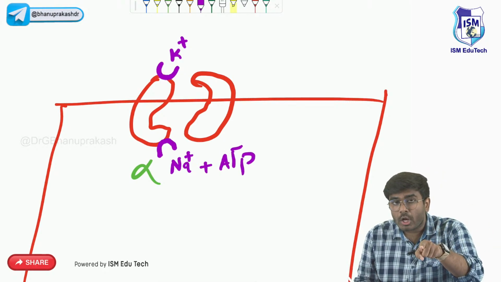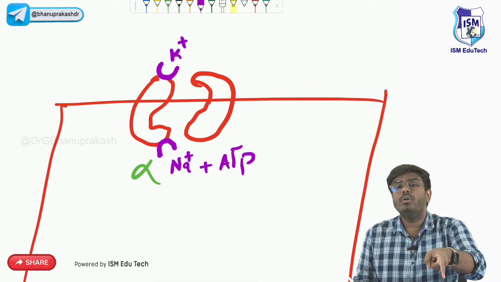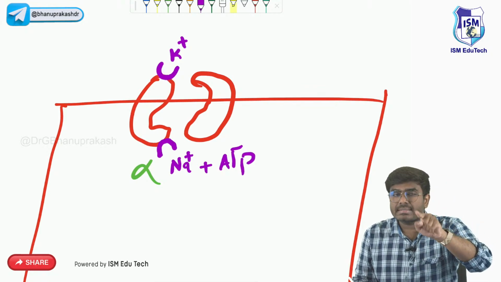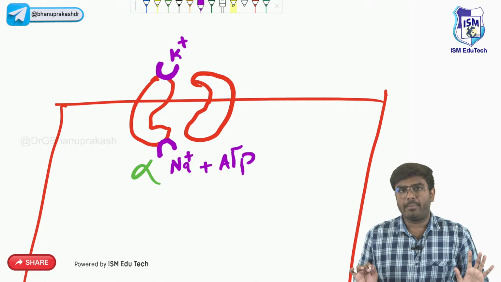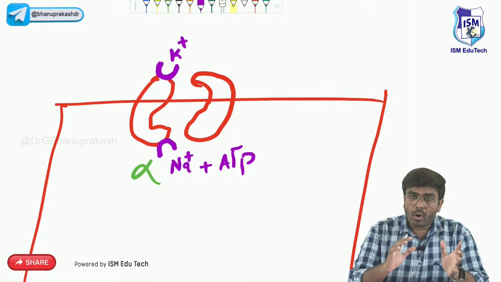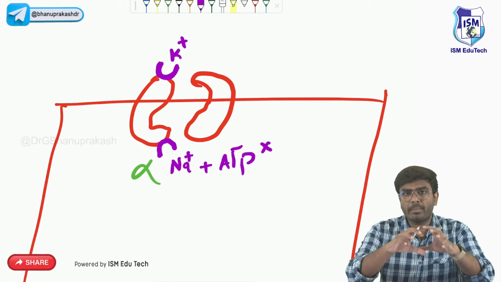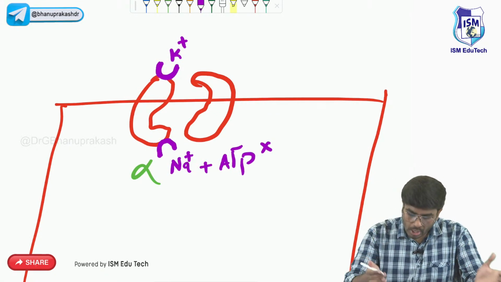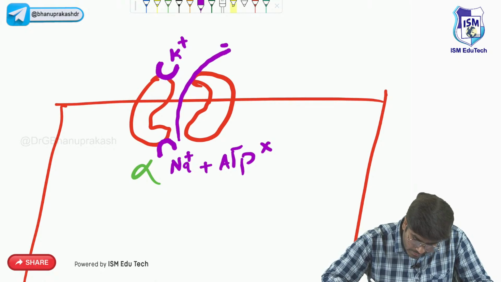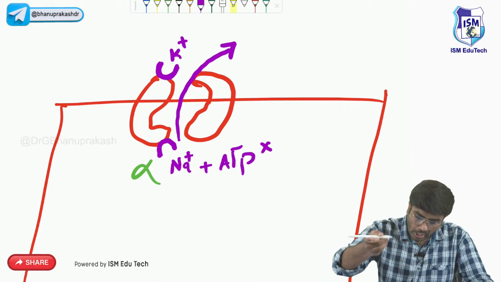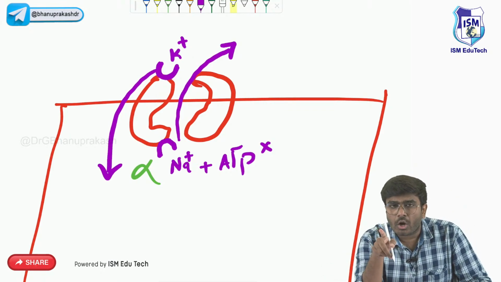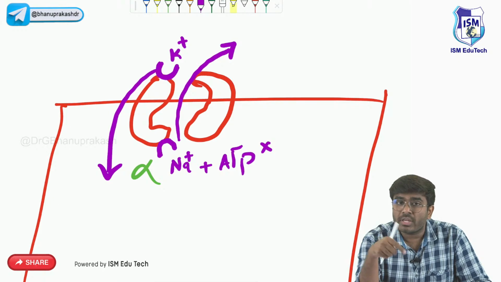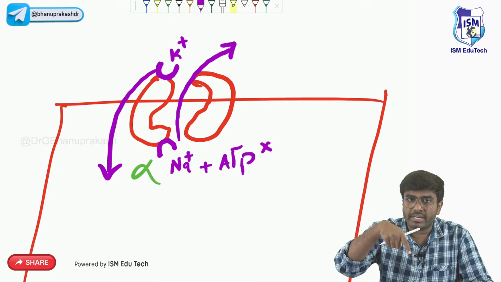Sodium and ATP molecules are coming and binding to the intracellular binding site of the alpha subunit, and potassium is binding to the extracellular domain. Now what will happen, sir? By breaking down the ATP, energy is released. Now sodium molecules are thrown out, and potassium molecules are brought into the cell. So is transport happening or not? Yes, transport is happening. Sodium molecules are transported out, potassium molecules are transported in.